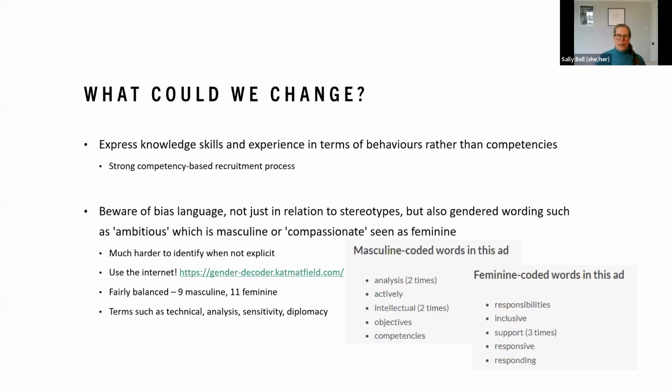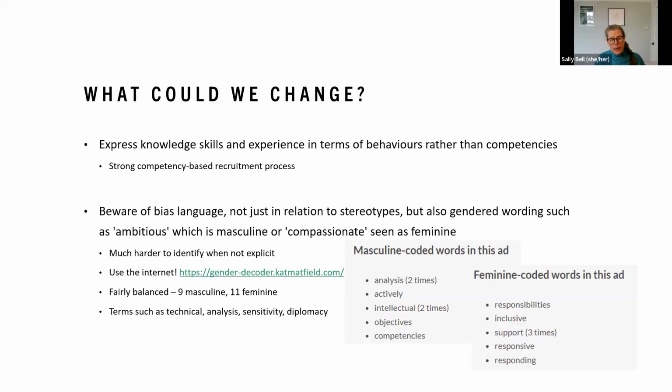Then I started to think about the expression of those terms in behaviours rather than competencies. And we're quite good with that. We have a competency-based recruitment process. So actually, when I analysed that bit of language, we were not asking for personal attributes. We were asking for knowledge, skills, and experience that people already have. It isn't about who you are, it's about what you can do.